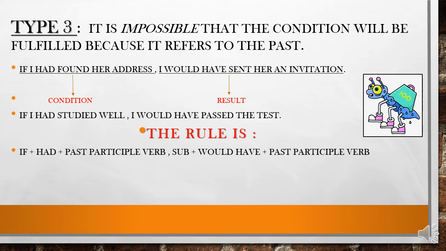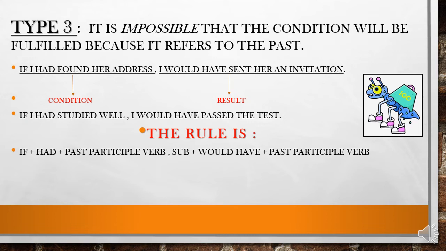If I had found her address, I would have sent her an invitation. If I had studied well, I would have passed the test. In the second example here, if I had studied well, I would have passed the test. So the meaning of this sentence is that I didn't pass the test. My mark was 0. That's why I said this sentence. So again, the first part is the condition with if. The second part is the result.